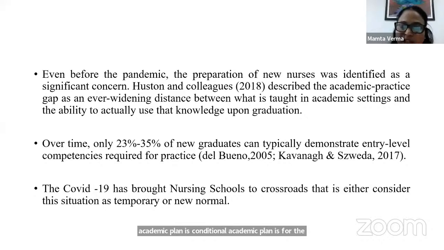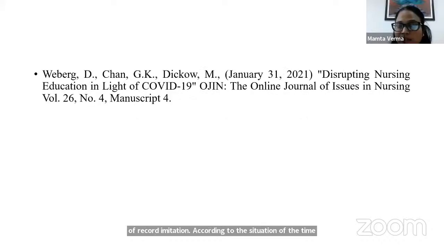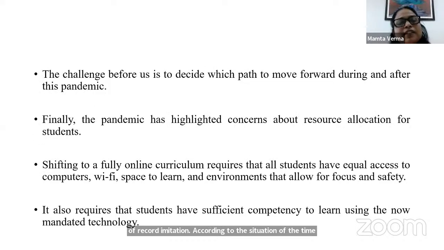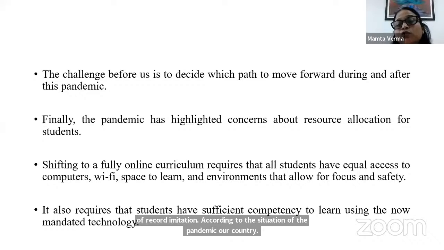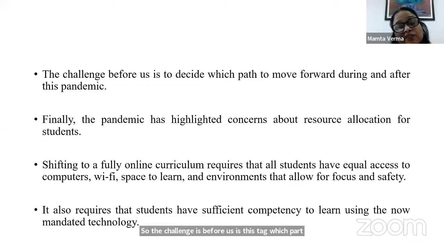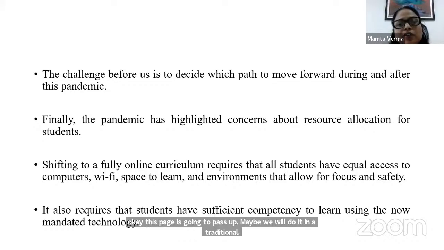So we have mentally prepared and planned our academic session according to the situation of the pandemic in our country. The challenge before us is to decide which path to move forward during and after the pandemic. Still, we think this batch is going to pass out in July. Maybe we will do it in a traditional board examination, but we are prepared. For us, the first batch also got delayed because of COVID.